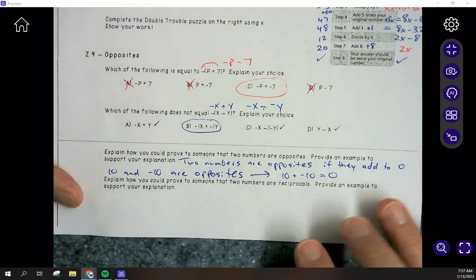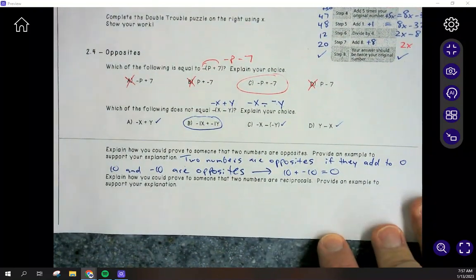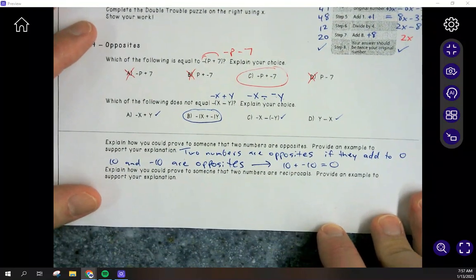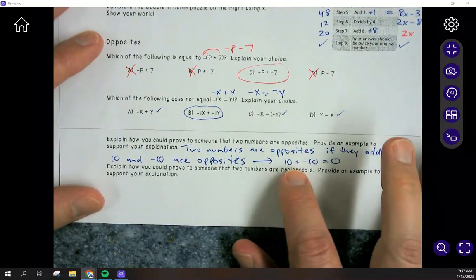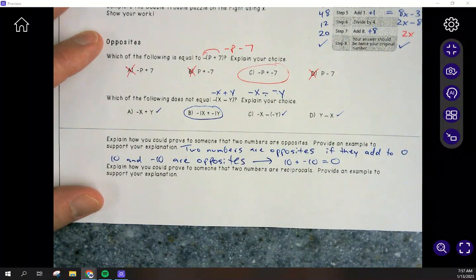So opposites are like the positive and negative version of each other. They're the same distance from 0. And the way we prove something is opposite is by adding them together. Opposites will always add up to 0.